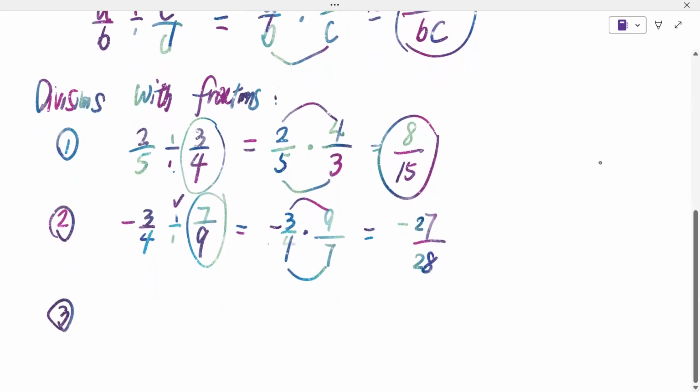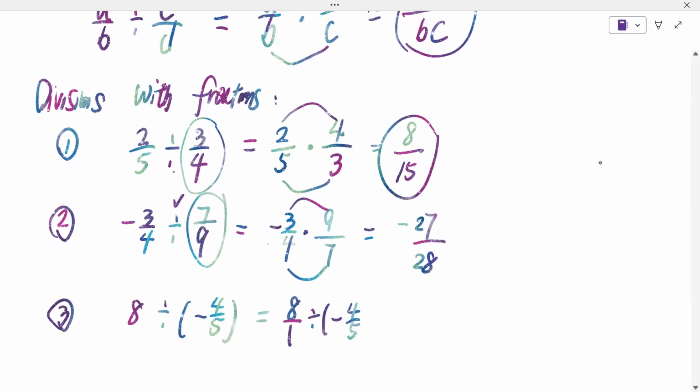The third one, let's say we get 8 divided by -4/5. Now again, you can write the a as a fraction, a/1. Right? That's usually easier. From here, carry over the a/1, and the division becomes multiplication, and use the reciprocal of the second fraction, which is -5/4.